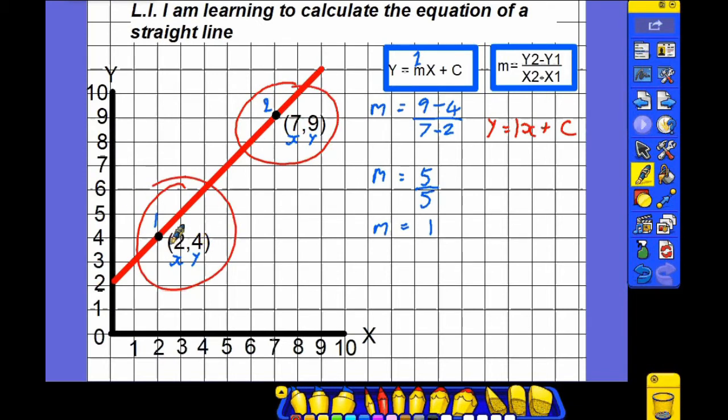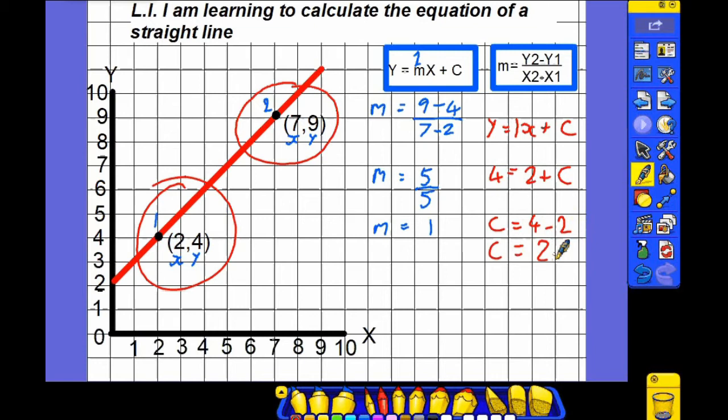Okay, so let's just take this coordinate here. Now we've got an x and a y. Okay, so y, well that's going to be 4. So 4 equals 1x, well that's just going to be 2, plus c. Well, we still don't know what c is, but that's what we're trying to work out. Okay, so 4 equals 2 plus c. If we want to balance this equation, tell you what, let's put the letter on the other side. We're going to have c equals, and we're going to have 4 take away 2. Therefore, c must equal 2.